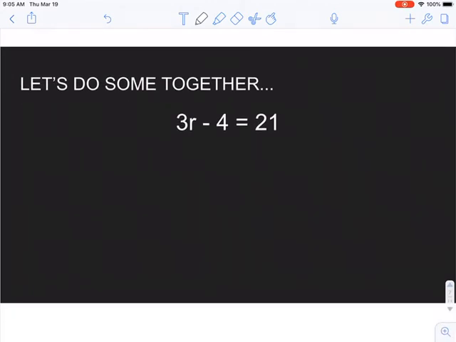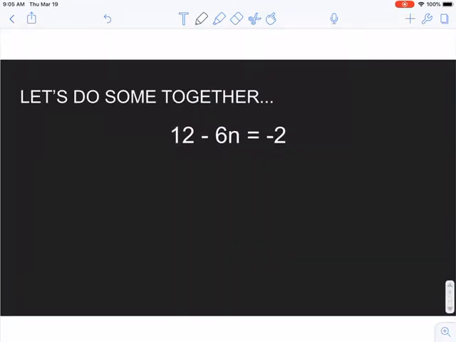All right, next one, we have subtraction and multiplication. So the opposite operation of subtraction is addition. Okay, so we're left with 3r is equal to 25, and you divide by 3, divide by 3. It's 25 over 3.